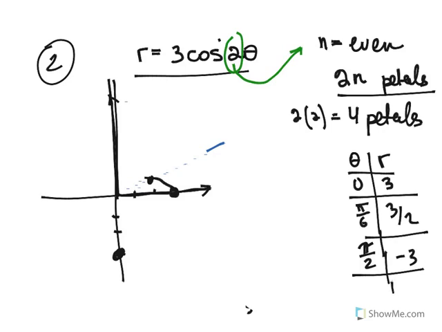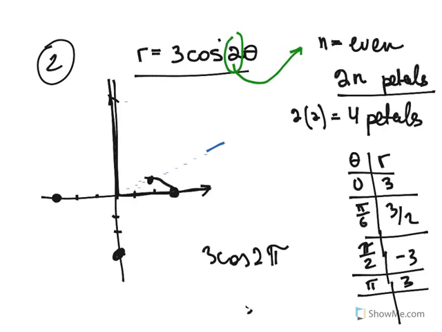Okay, let's continue. Let's try pi. 3 times cosine 2 times pi. Cosine of 2 pi is 1, and 3 times 1 is 3. So when your angle is pi, then the radius is 3. So we are here. That's where your next petal is.